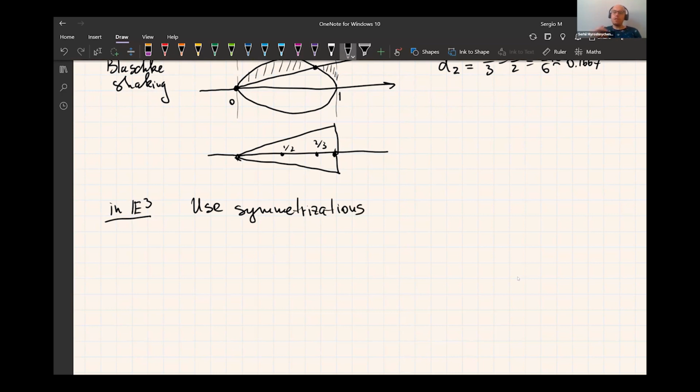First we're going to use Blaschke shaking. We're going to shake it with respect to a plane. So we're going to obtain something like this. Sorry, let's draw it. And something similar on the bottom. And the second symmetrization we're going to do with respect to a vertical plane. Again, not a good picture, but you symmetrize it with respect to the vertical plane. And this is x1, and this is x3.